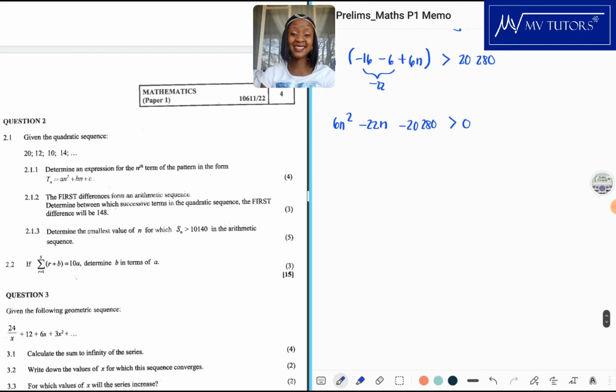And here, guys, we just use the quadratic formula. You can divide by 6, no, by 3 or whatever, but yeah, 3 won't even work.